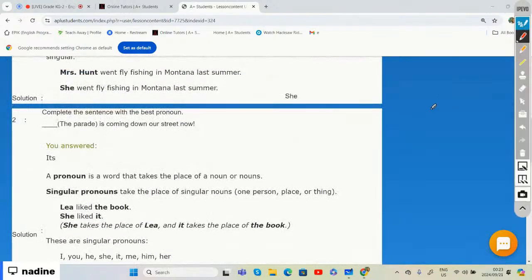Let's look at the next one. It says, the parade is coming down our street now. If we were to replace the parade with a pronoun, do we say it is coming down our street now, or do we say he is coming down our street now? Which one is correct? Referring to the parade, we need to replace the word parade. Do we say it is coming down our street or he is coming down our street? Which one is correct?